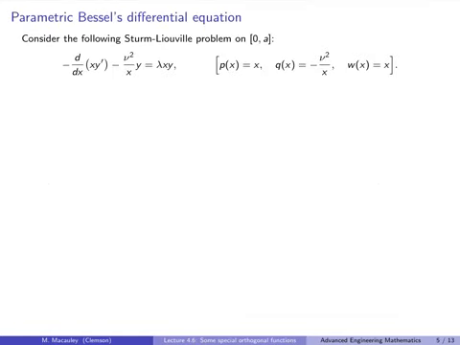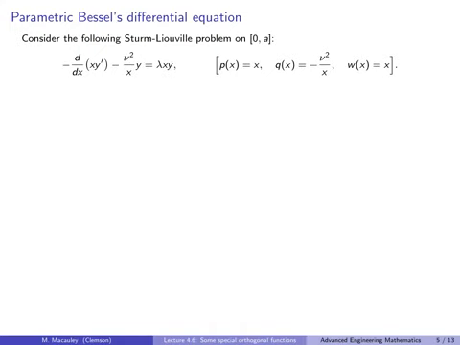Okay, here's the next one. Parametric Bessel's differential equation. So this is a more general form of Bessel's equation that we solved in section 2. So consider the following Sturm-Liouville problem on the interval 0 to a. So negative d/dx of x y prime minus nu squared over x times y equals lambda x y. So this is definitely in the Sturm-Liouville form. And p of x equals x. Q of x is negative nu squared over x. And here the weighting function is x.